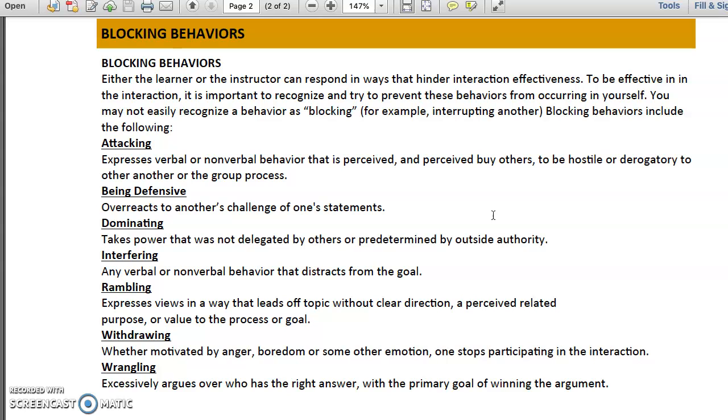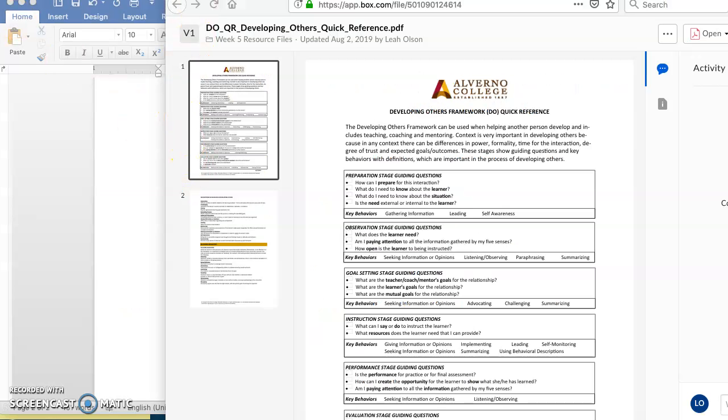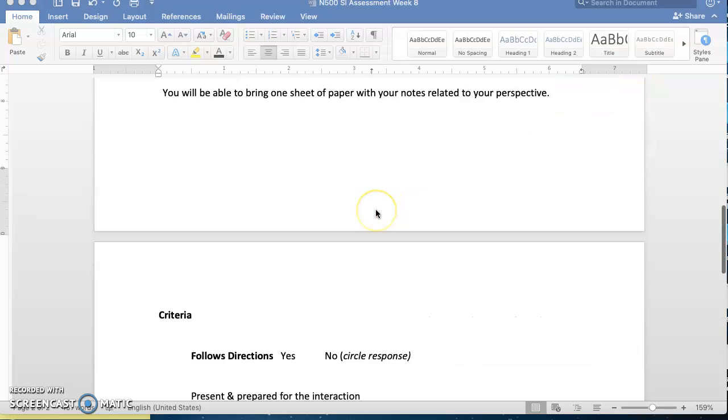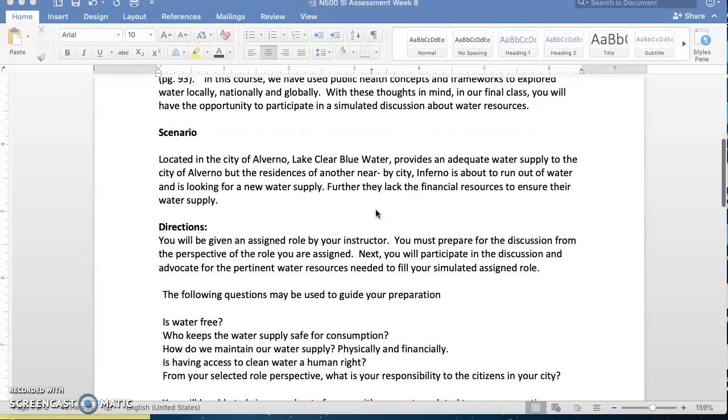So just a brief, short overview again of what we're going to be doing on that last class. We're going to be having a social interaction about 20 minutes long, and you're going to participate in that interaction from that simulated assigned role.